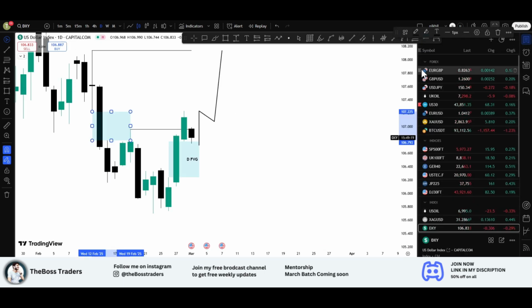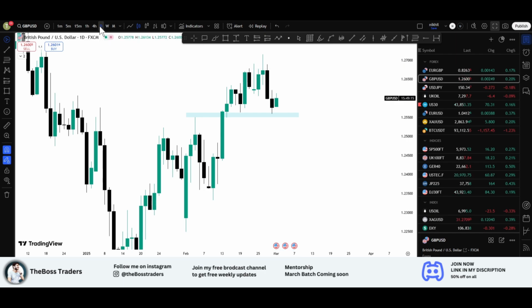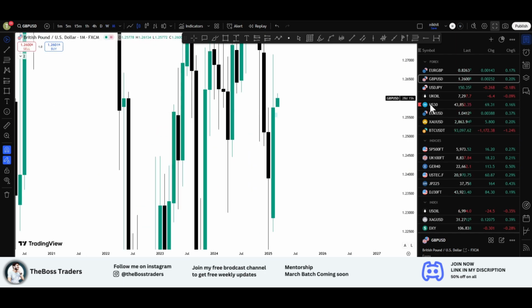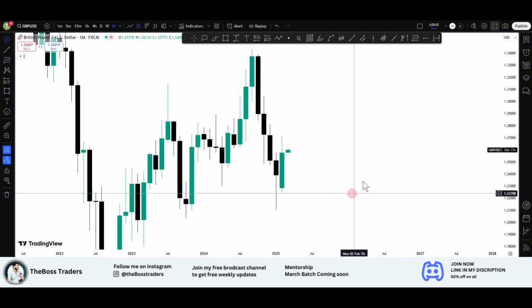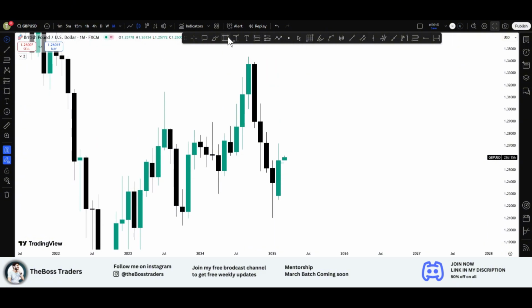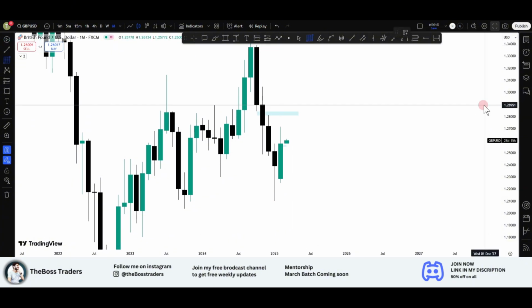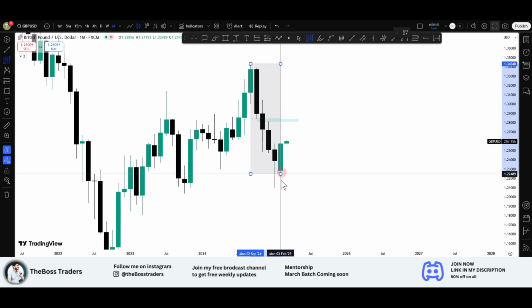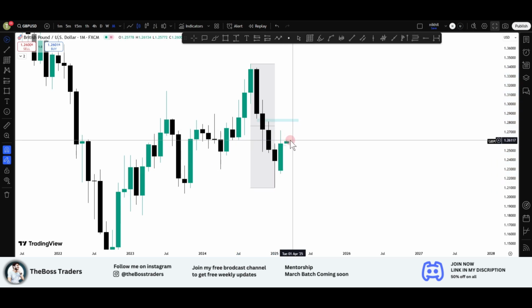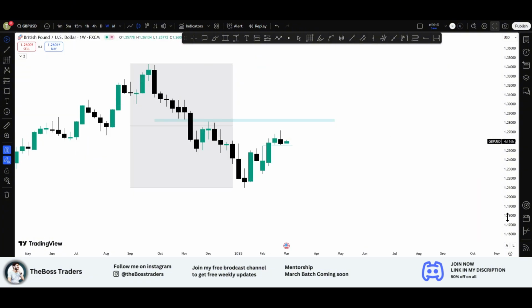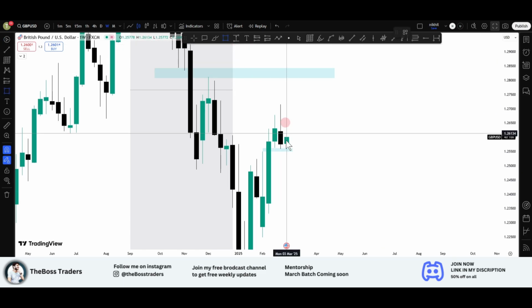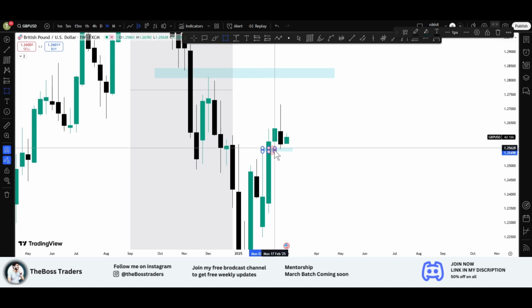Now let's look at the other currency pairs. The first one is GBP USD. Let's start with the monthly time frame. On the monthly time frame, there is one fair value gap which is right over here. Now that is inside a premium zone, and we are slowly and steadily going into that monthly fair value gap. Now let's look at the weekly gap. So we have already tested this. We have a weekly gap over here.